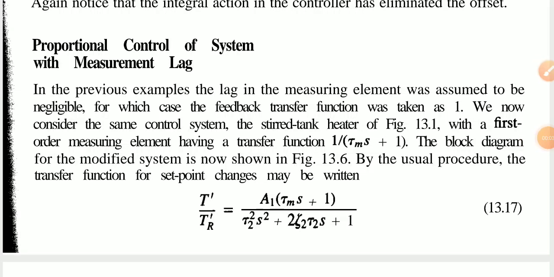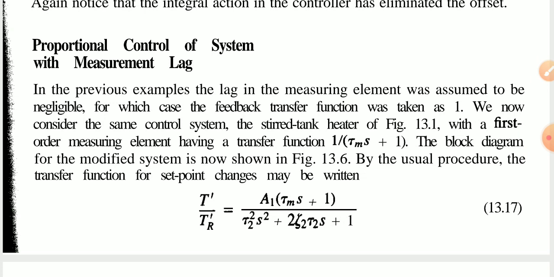Good afternoon, everyone. Today we will discuss IPC, Instrumentation and Process Control System. Unit number 7, Transient Response of a Simple Control System. Today's last point is proportional control for a system with a measurement lag.